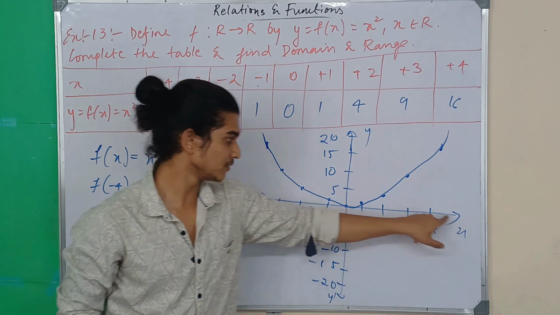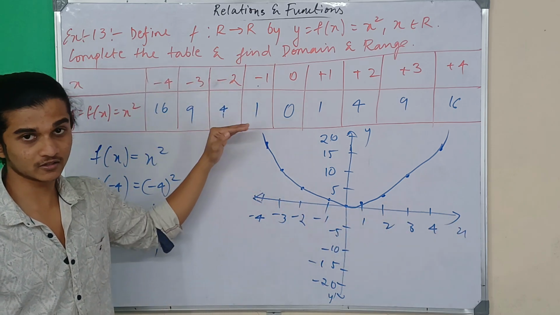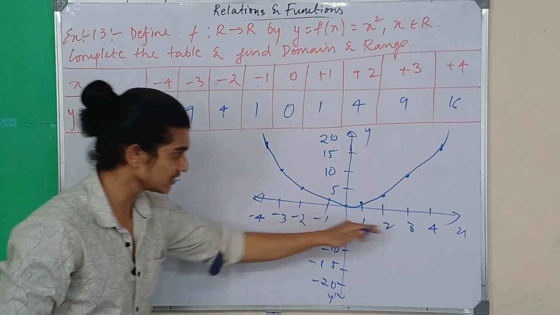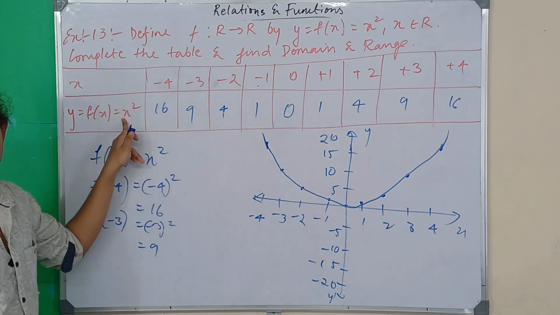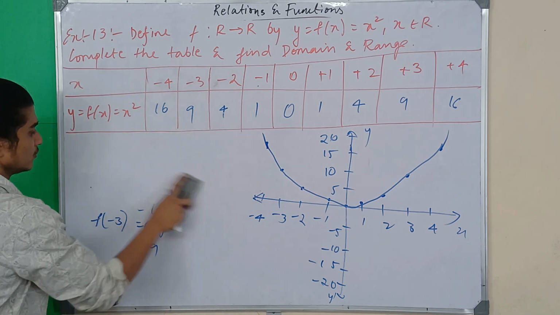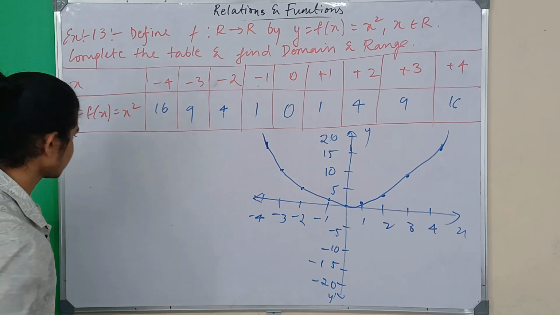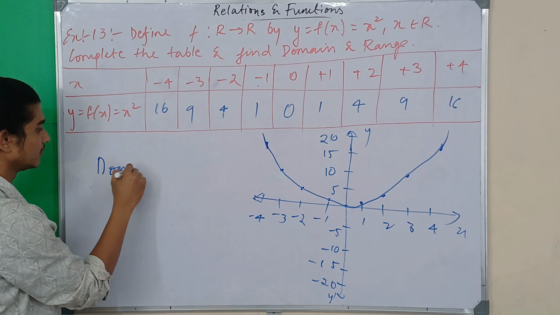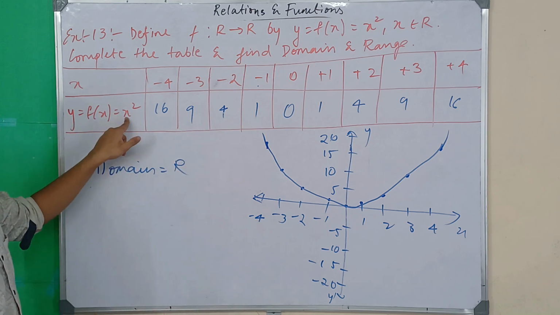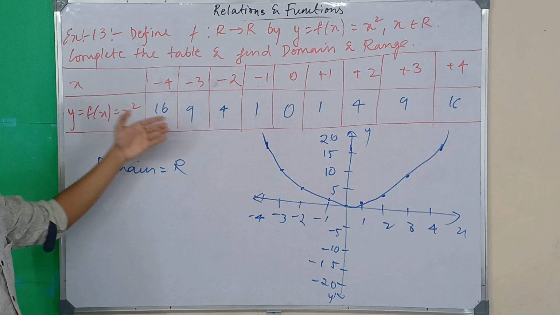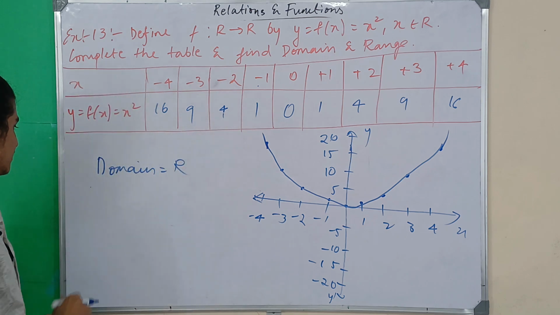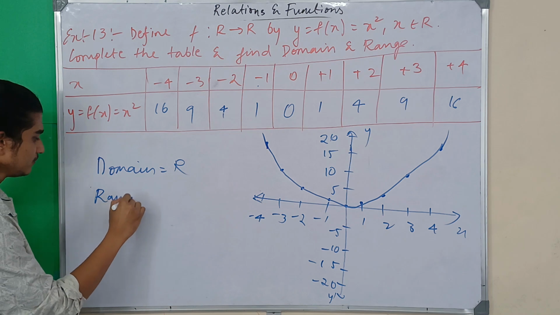So all the possible values of x, you'll get possible values of y. So I can take every single value and put it in this function. So from this I can say the domain of this particular function is equal to the set of all real numbers, because I can put any real value in this function and it's still going to produce a specific output for me. So that is our domain, and our range is our output.